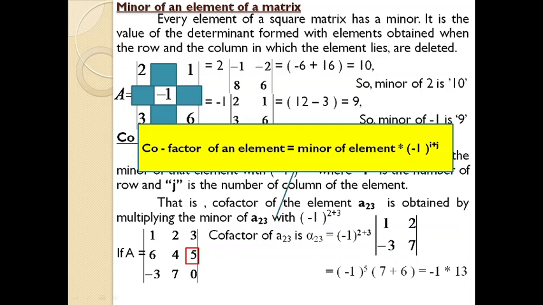So here it is odd. Odd means 5. If you are multiplying minus 1 five times, you will end up with minus 1. So minus 1 into 7 plus 6 is 13. So the final answer is minus 13. So this is how you find the cofactor of an element.